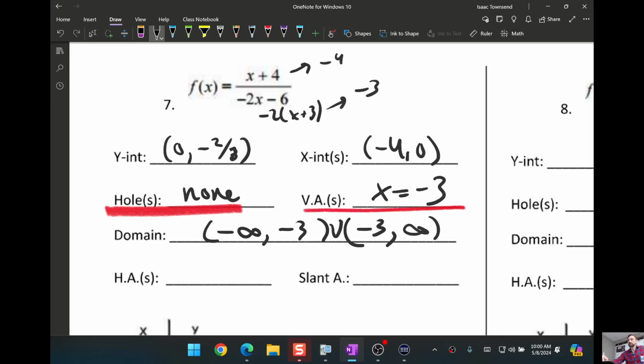Horizontal asymptote, the degrees are equal, so y equals leading coefficient over leading coefficient. And slant asymptote is the one that's a pain, but as you're starting to figure out, it doesn't come up very often. The degree of the numerator is not one bigger than the degree of the denominator, so I don't have to worry about slant asymptote this time.